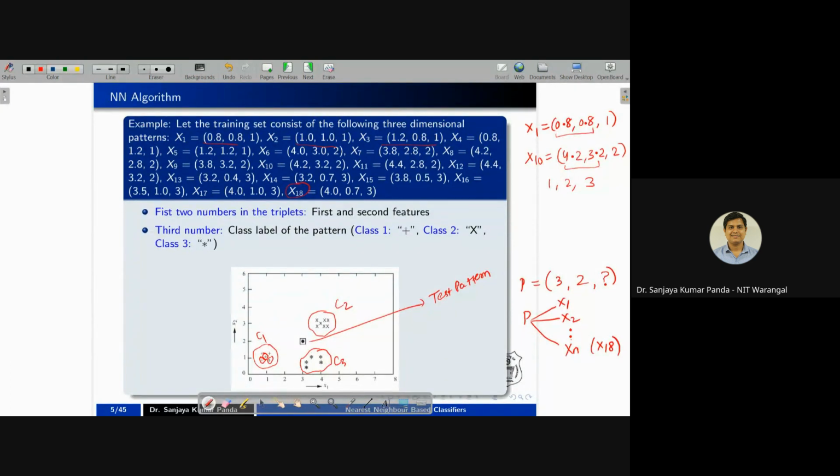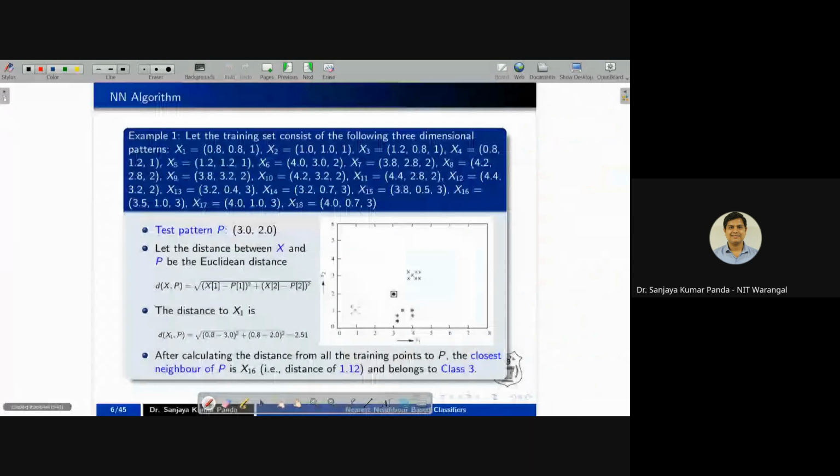The very famous distance measure which we have been using from our childhood is the Euclidean distance. Once you determine the Euclidean distances, you have to find which one is the minimum distance. Suppose the minimum distance you get is in the case of, let's say, xk, and xk's class label is, let's say, theta k. Then that is the class label for our pattern P.